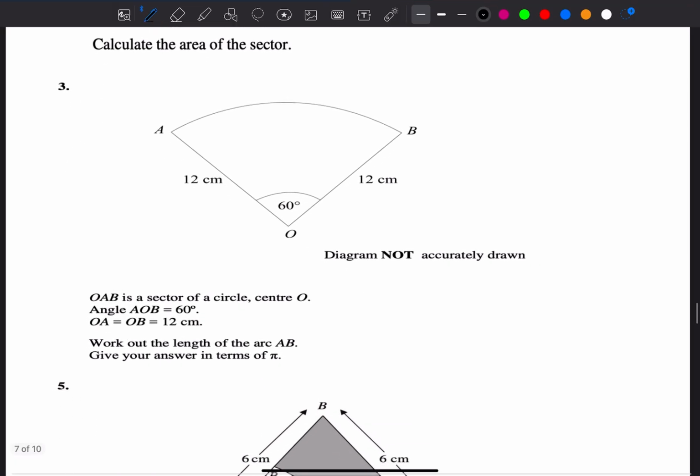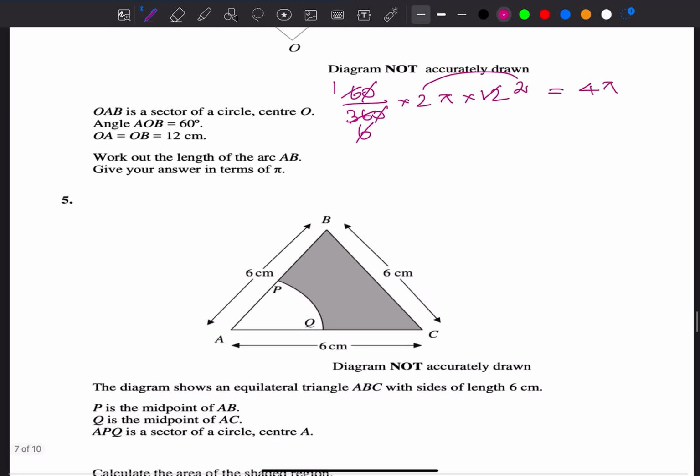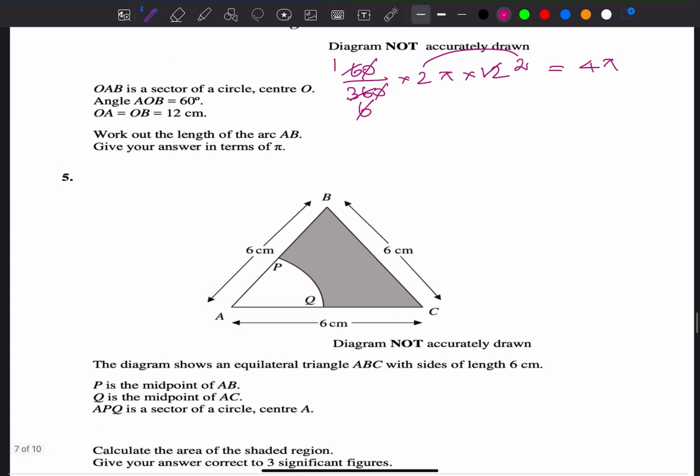Work out the length of arc in terms of pi. So this will be a non-calculator question, because when it says in terms of pi, it's most of the time non-calculator. So what is the arc length formula? 60 over 360 times 2 pi times radius. The radius is 12. 0 and 0 can cancel. 6 and 36 can divide by 6, that makes it 1 and 6. 6 can divide the 12 to make it 2. So I got 2 times 2, which is 4 pi over 1, so it's just 4 pi. Okay, good. Next one.